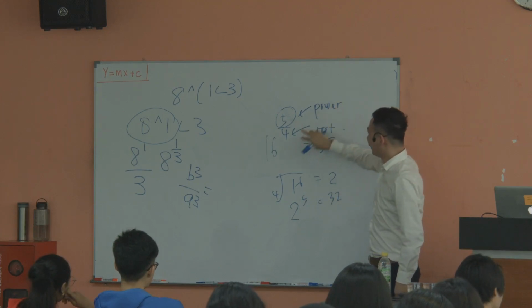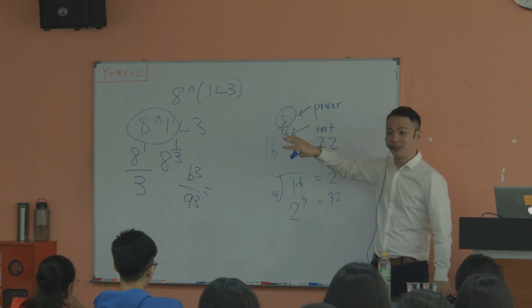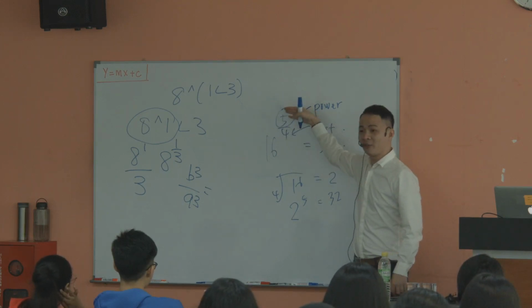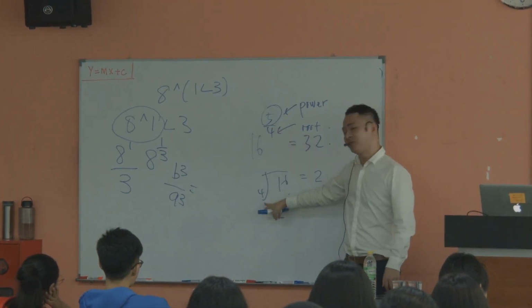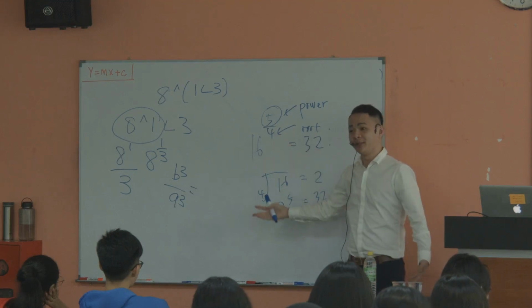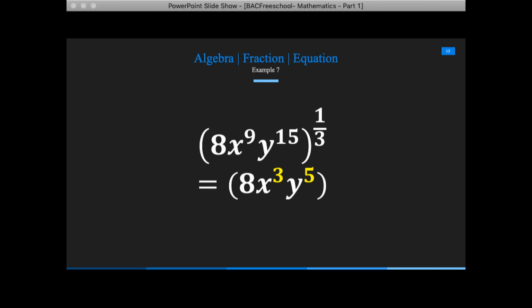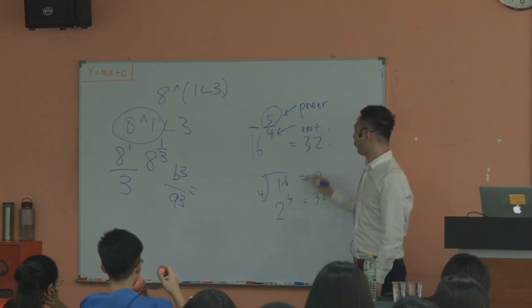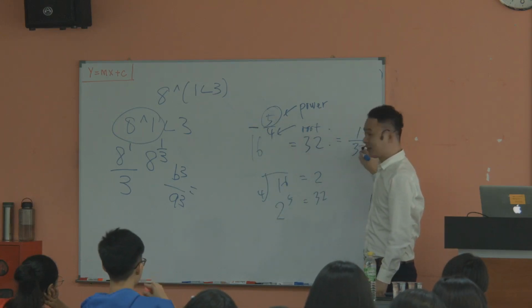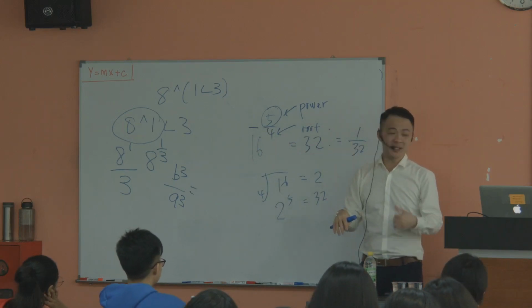So whenever you have a power that is a fraction, just remember the numerator, the number on the top, means power. The number at the bottom means root. If 4 is over here, it means fourth root. If 2 is over here, it means square root. If 3 is over there, it means cube root. Okay, this is something you need to understand about indices. If you have the negative, I will get 1 over 32, because like what I said just now, a negative power means 1 over. Make sure you remember this.